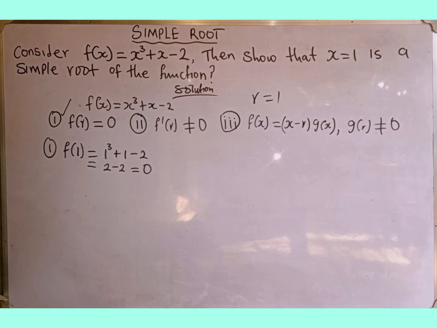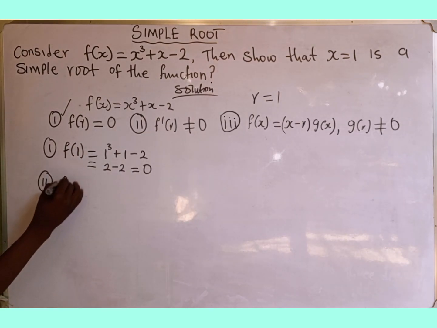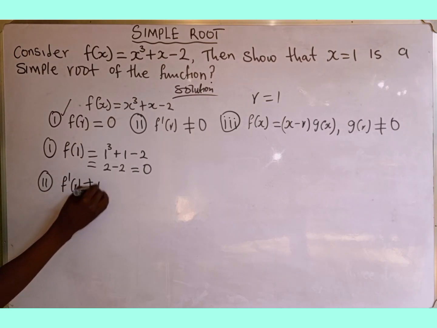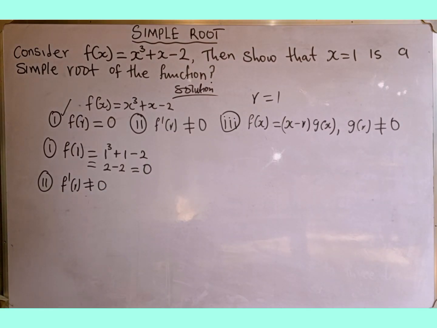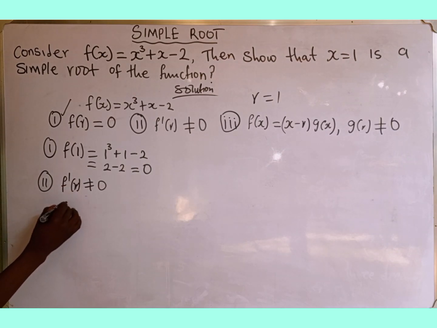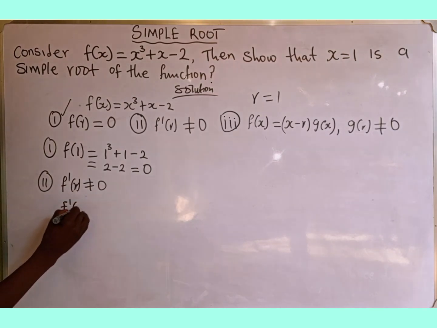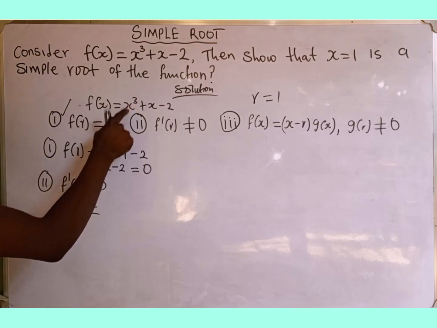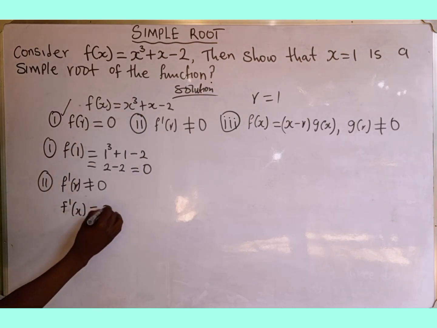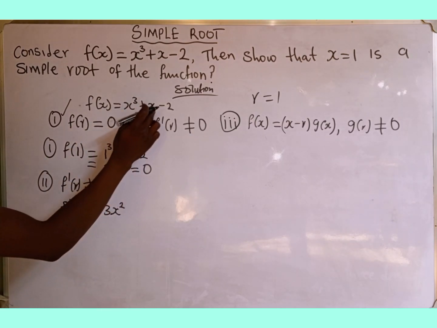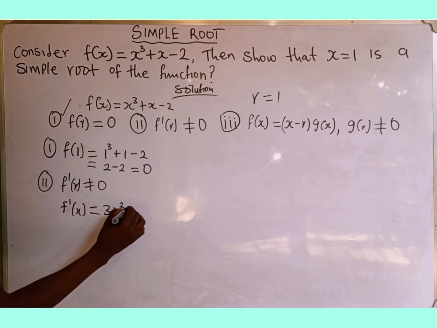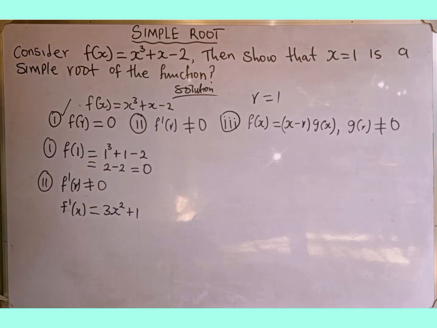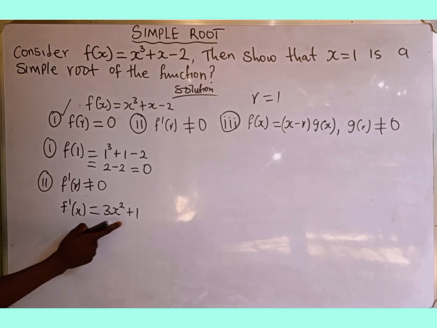Now let us look at the second condition, Roman numeral 2. We say f prime of r is not equal to 0. f prime of r implies that we're going to differentiate this function once, then substitute the value of r, which is 1. So f prime of x is equal to, we're going to differentiate this function once. The derivative of x cubed is going to be what? 3x squared. Then plus, if you differentiate x with respect to x, it is going to be 1. Then the derivative of a constant is equal to 0. So this is the first derivative.